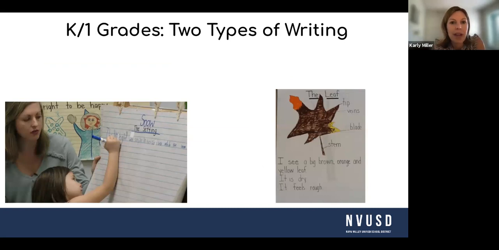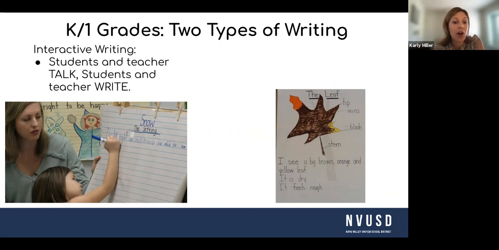So we have two types of writing in the primary grades. I'm going to speak to kindergarten and first grade because those are sort of the early grades. Second grade, we do a little bit of this, but we really start to reach into them doing more independent writing, so they are prepared for third grade. So there's two types of writing. The first is what we call interactive writing in the K-1 grades.